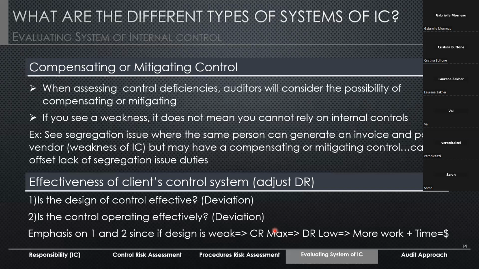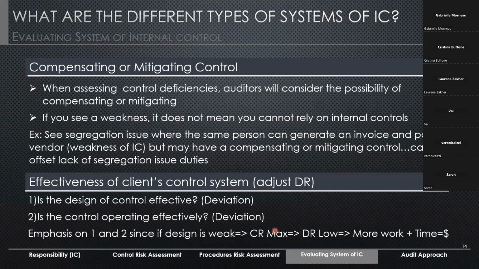Okay, so effectiveness of the client's control system. This is where you would adjust your DR. So is the design of the control effective? You're going to be looking at the plan that they have, and in reality, is it the same thing, or is there any deviation from what was supposed to happen? And then, is the control operating effectively? If you're saying that this person has to have certain competence, and in real life they just graduated from university and don't know what they're doing, that's a deviation.